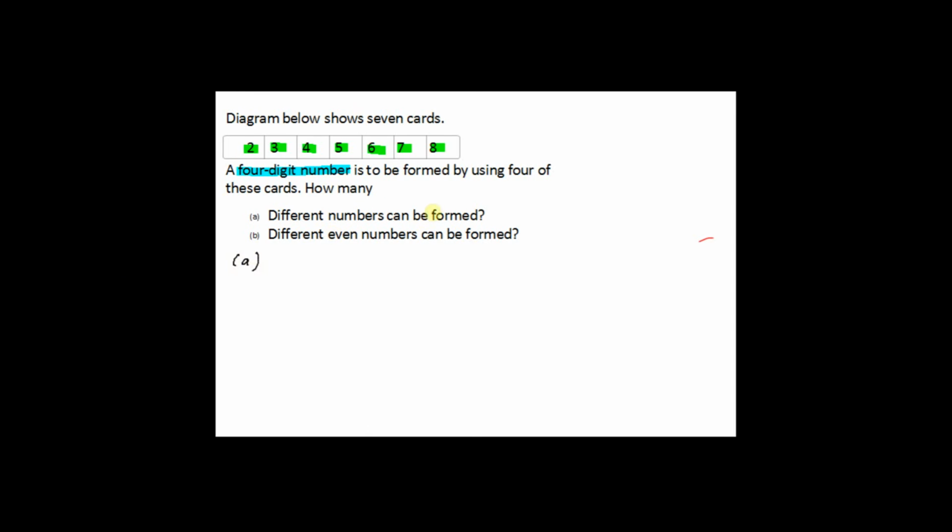So this is a permutation question because the order and arrangement is important. To form a 4-digit number from the 7 cards here, first you have 7 choices. After you choose 1, you have 6 choices. After you choose 1, you have 5 choices. Then you have 4 choices. This actually equals 7 permutation 4. Just press your calculator. Your answer is 840.